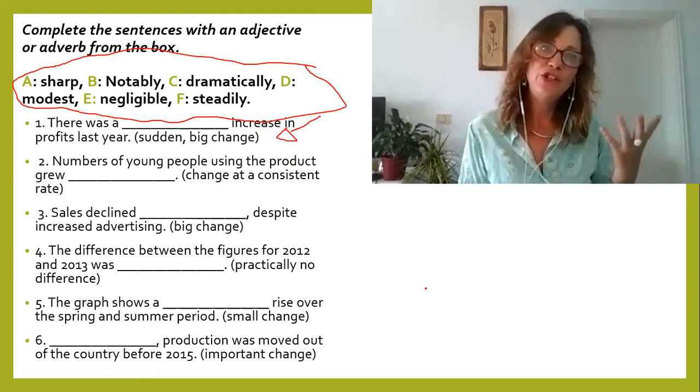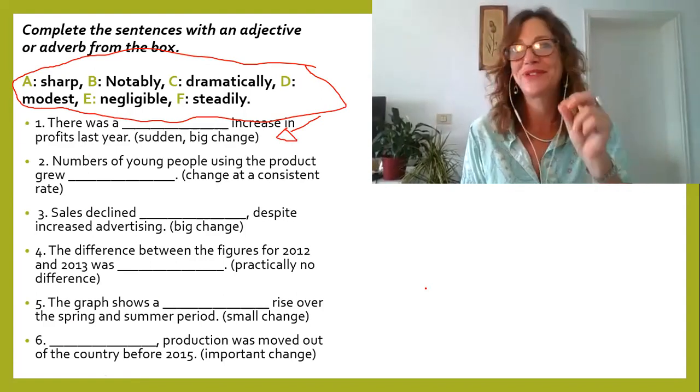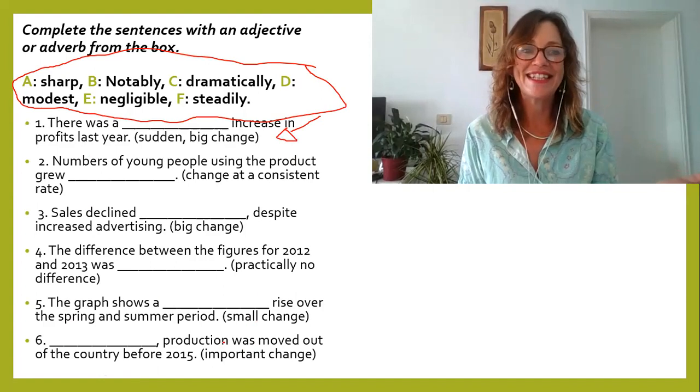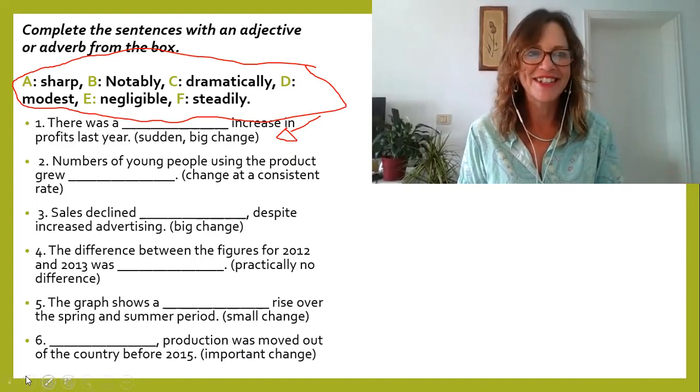And if you can use good vocabulary, good grammar, you are going to get those good results, guys. So, you know, it's like anything. Practice makes perfect. I know you can do it.